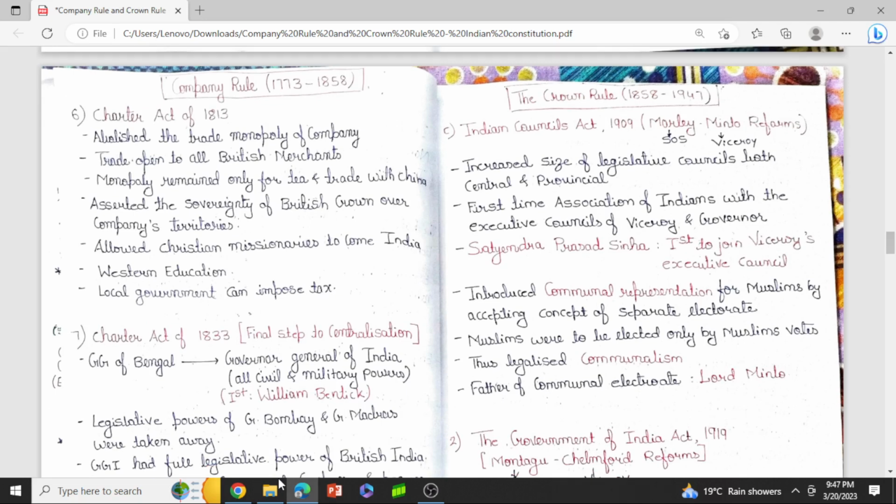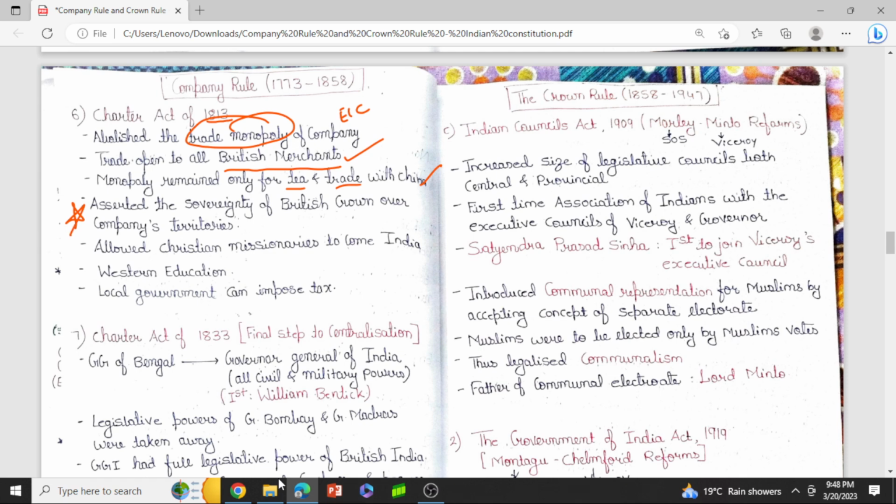Then came Charter Act of 1830. This was the year when it abolished the trade monopoly of East India Company, and British merchants were given an open trade. So trade was open to them, that now you also can come and trade in India. However, the monopoly for tea and trade with China remained.